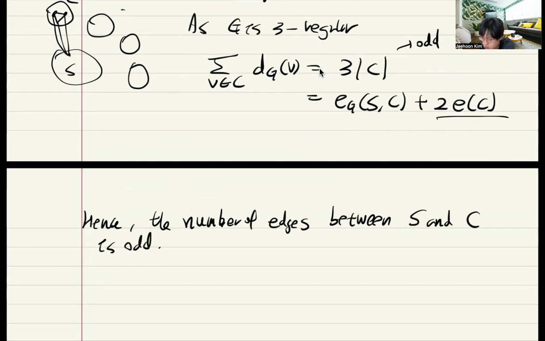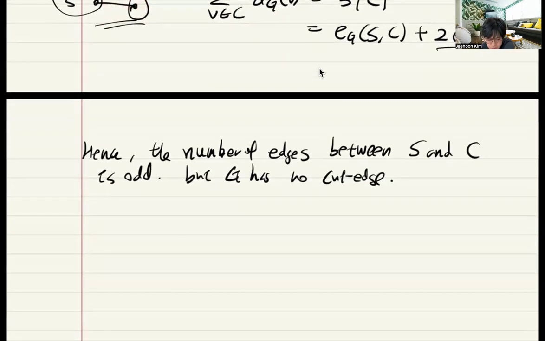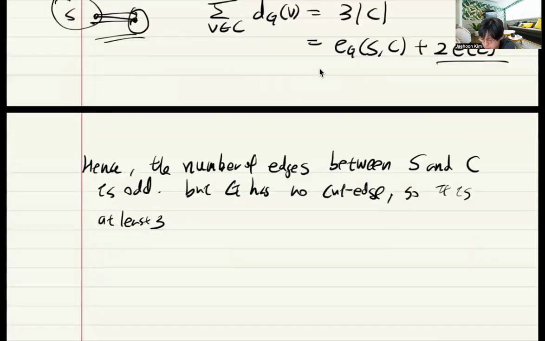But what do you know? G has no cut edge. So that means one edge doesn't happen. It cannot happen, because if there were only one edge here, then this would be a cut edge. So it is at least 3. One edge cannot happen, two edges cannot happen because the number is odd, so at least three.